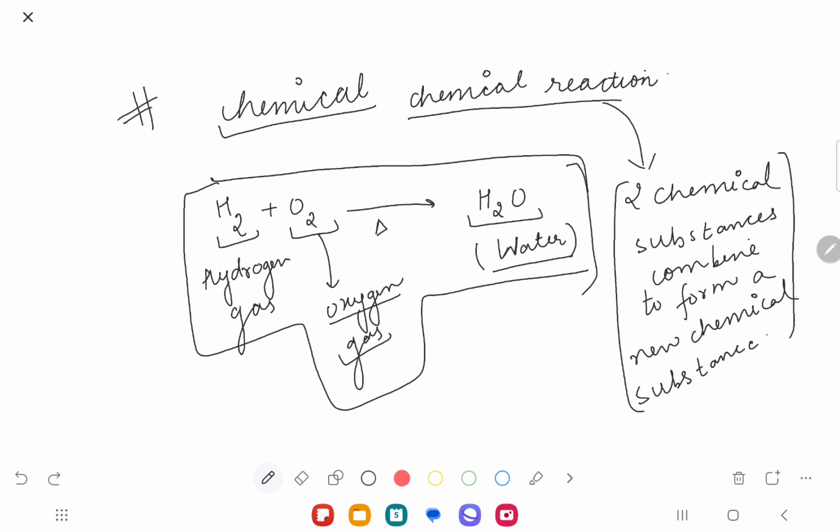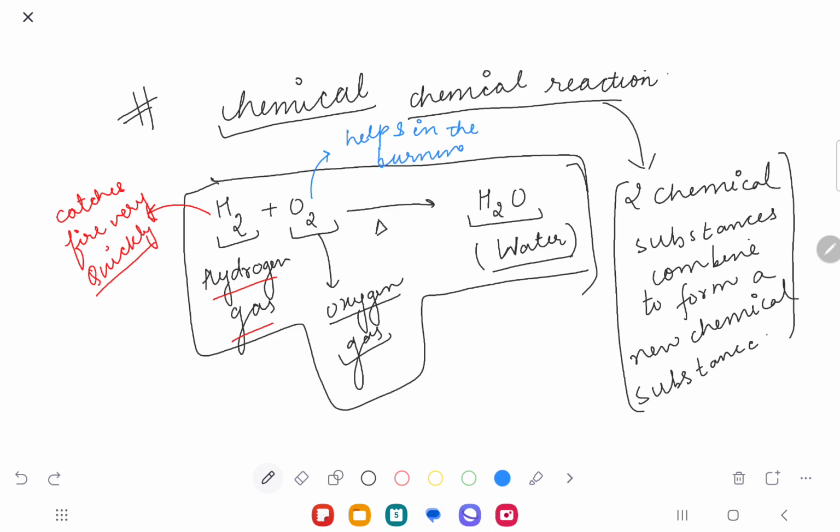That means, see, understand, I'll tell you. H2. You know what is the nature of H2? H2 gas, hydrogen gas, is a gas which catches fire very quickly. You understand? And what about the O2 gas? O2 gas basically helps in the burning of something, helps in the combustion. You know what combustion is? Helps in the burning. You understand? So when we are talking about O2 gas, it basically means the combustion part. Yes or no?